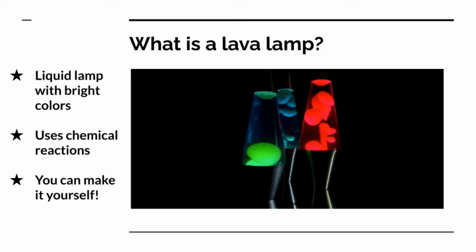So you might be wondering, what is a lava lamp? A lava lamp is just a tube filled with bright colored liquids that are constantly moving. They work because of some very interesting chemical reactions between the liquids inside the lamp, which we'll learn about a little later. The best part about lava lamps is that you can make one yourself at home, and we're going to show you how.